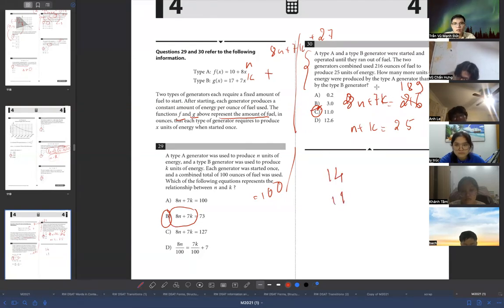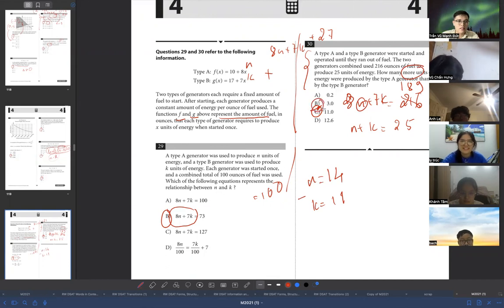Type A energy is N. N is 14 and K is 11. Yeah, so you subtract them. How many more units? Oh, B. Right? Yeah, B. It's not C, because how many more units? It's not asking one unit or the other. So remember to read carefully.